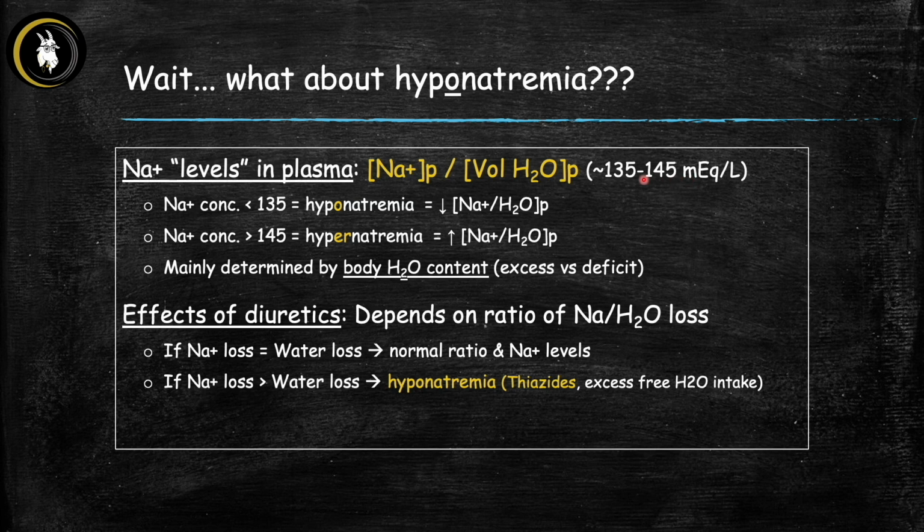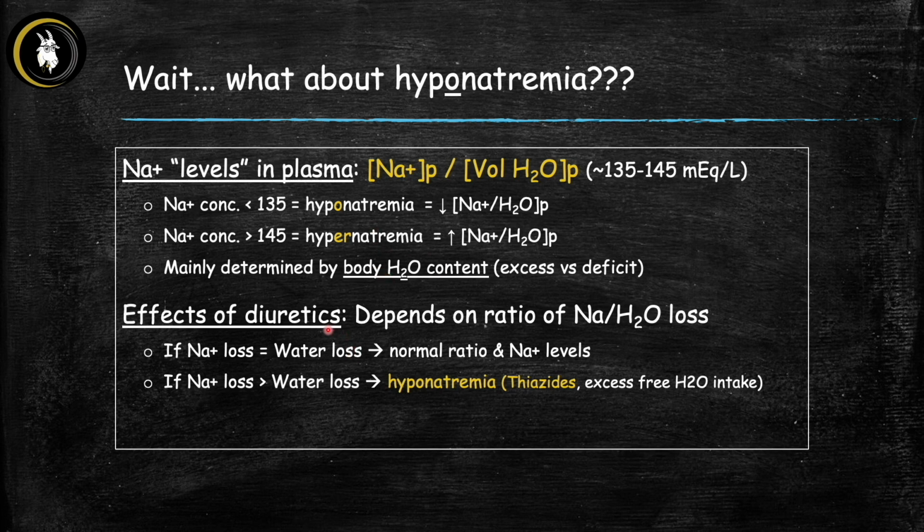So hyponatremia is specifically defined as a low sodium concentration, so less than 135, and hypernatremia is greater than the upper limit, so 145. So that means that in hyponatremia, we have a low sodium to water ratio, and in hypernatremia, we have a high sodium to water ratio. Again, the point being that the sodium is not the only determinant here. What's really important is our denominator, which is the volume of water in our plasma. And in fact, this is the main thing that's going to determine whether we have hypo or hypernatremia.